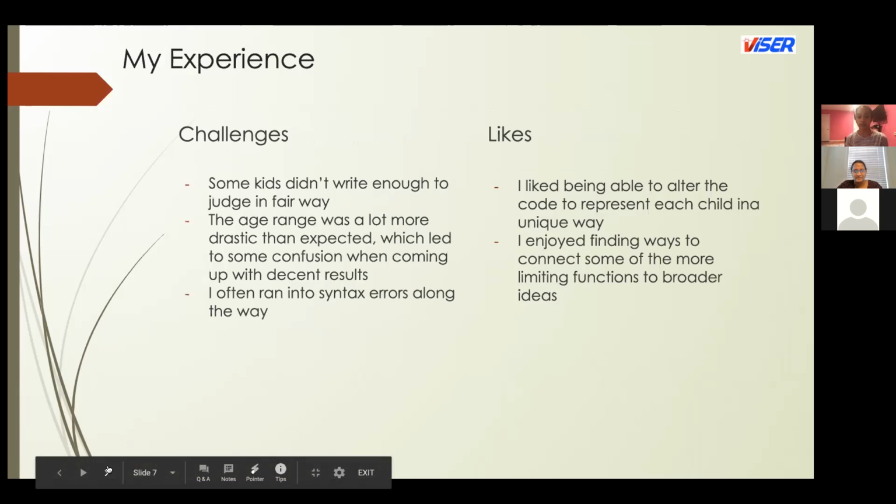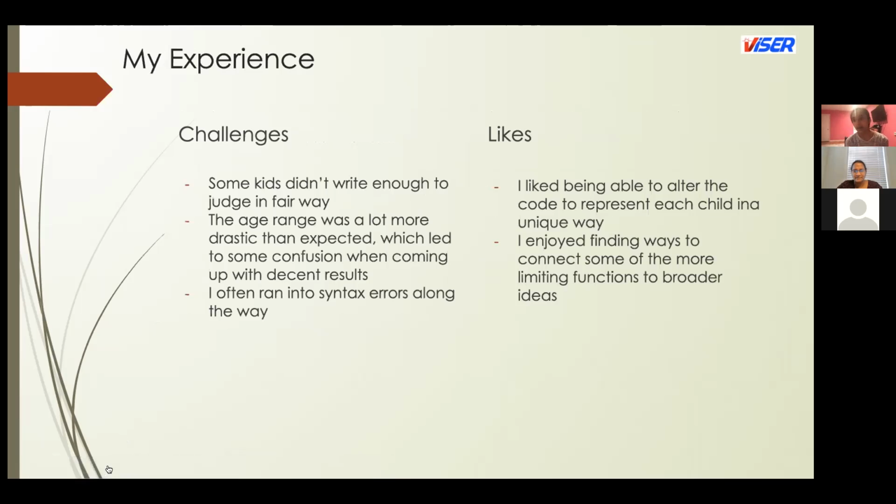So my overall experience was that some of the challenges were that some kids didn't write enough to judge in a way that's fair. Like some kids would write maybe 200 words, and that's not really enough for me to judge. And the age range was a lot more drastic than I expected. Like I didn't expect to see such a huge difference between the writing quality of a 5-year-old and even a 7-year-old. And sometimes that was a little bit hard to navigate because you can't really have the same standards for someone who's entering kindergarten and someone who's entering second grade, because there's so much development which happens between those 2 years.